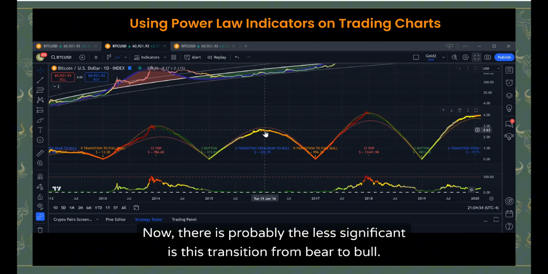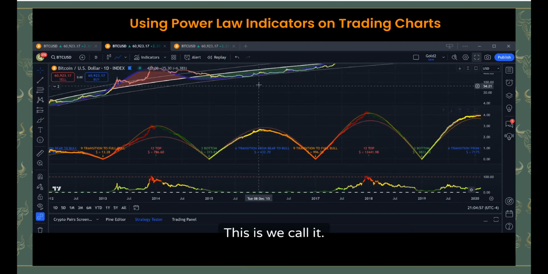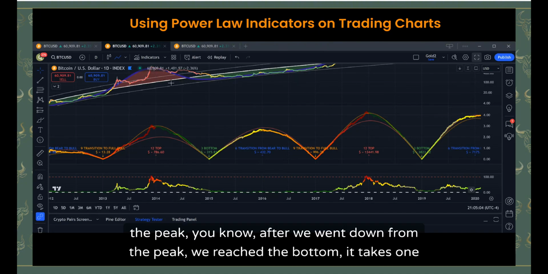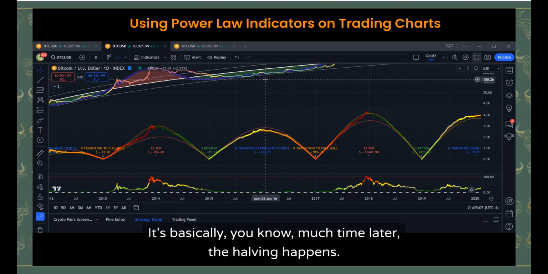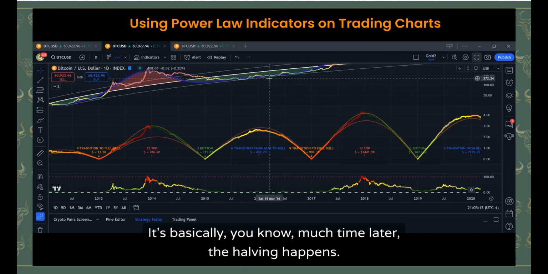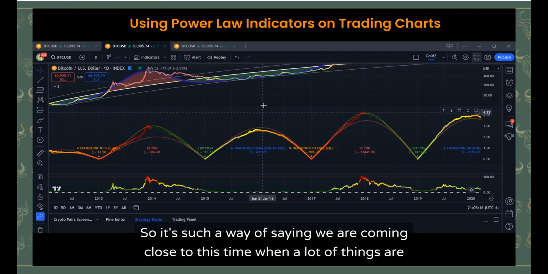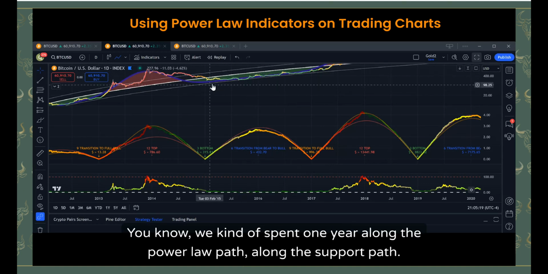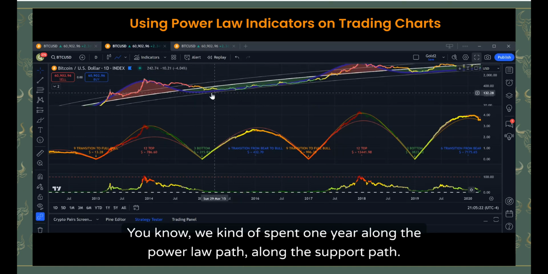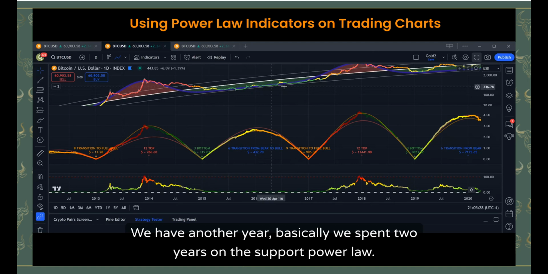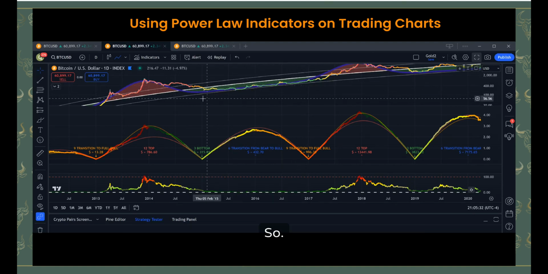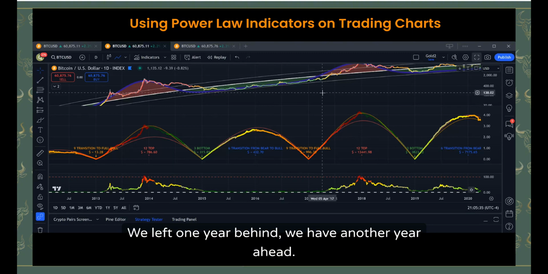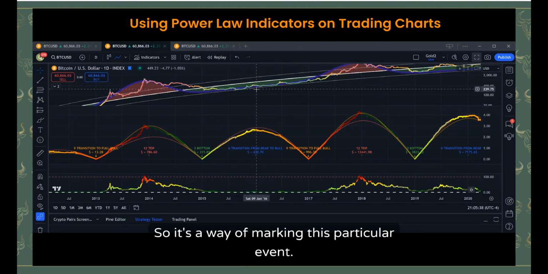Now, probably the less significant one is this transition from bear to bull. This is how we call it. It's basically 1 year after the peak. After we went down from the peak, we reach the bottom. It takes 1 year. Not much time later, the halving happens. So it's a way of saying we are coming close to this time when a lot of things are going to happen. We spent 1 year along the power law path, along the support path. We have another year. Basically, we spend 2 years on the support power law. So we left 1 year behind, and we have another year ahead.